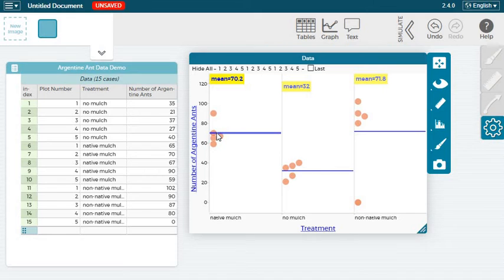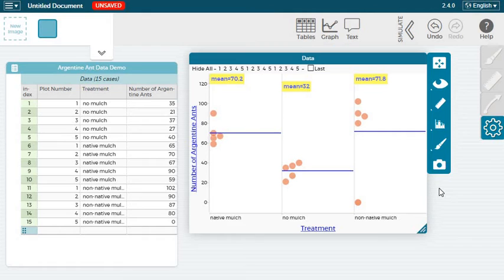So on average, there were 70.2 Argentine ants in the native mulch, 32 Argentine ants on average in no mulch, and 71.8 in non-native mulch. So based on this, these two here, native and non-native, are pretty similar. No mulch was a little lower.